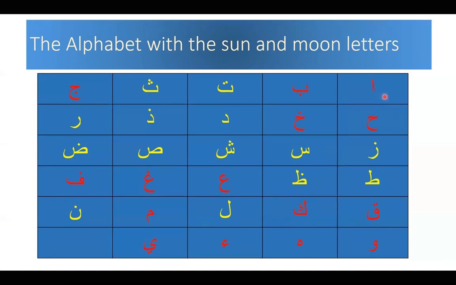The red represents our moon letters, Alif, Ba. The yellow represents the sun letters. It's shining bright, right? The sun letters. Now, we can see certain clusters of sun and moon letters. And yes, the sun letters are easy to learn because of the cluster. You have ta and tha, and then we have dal, zal, ra, za, sin, sheen, sad, dad, ta, za, and then we have two at the end, which are lam and nun. These are your sun letters.